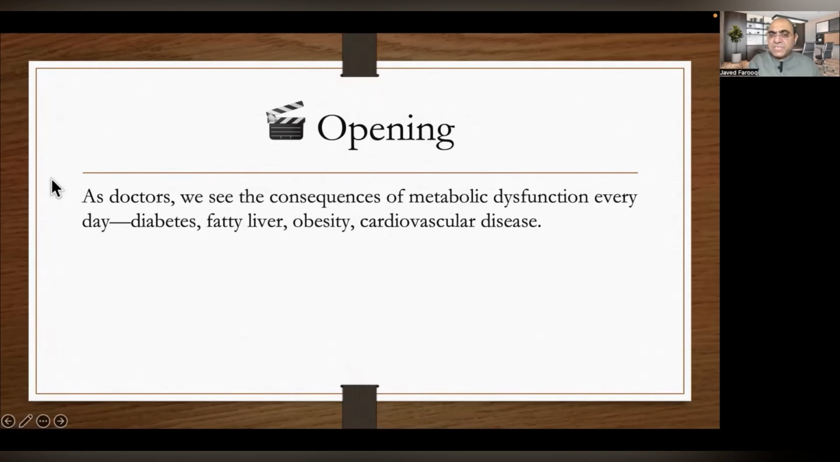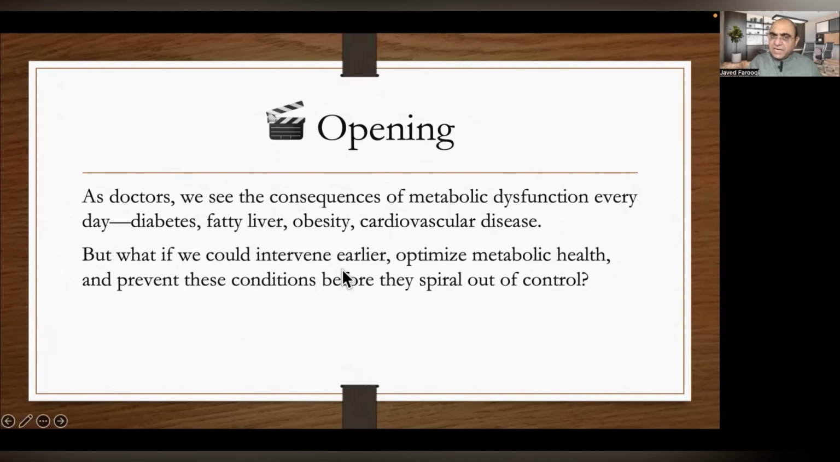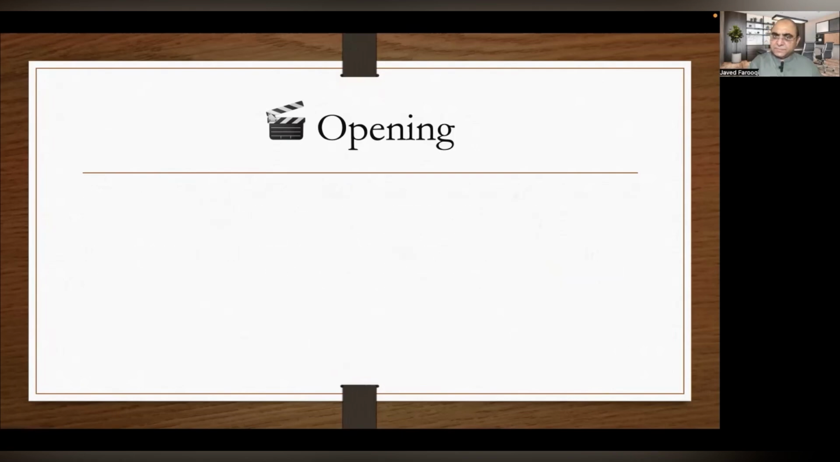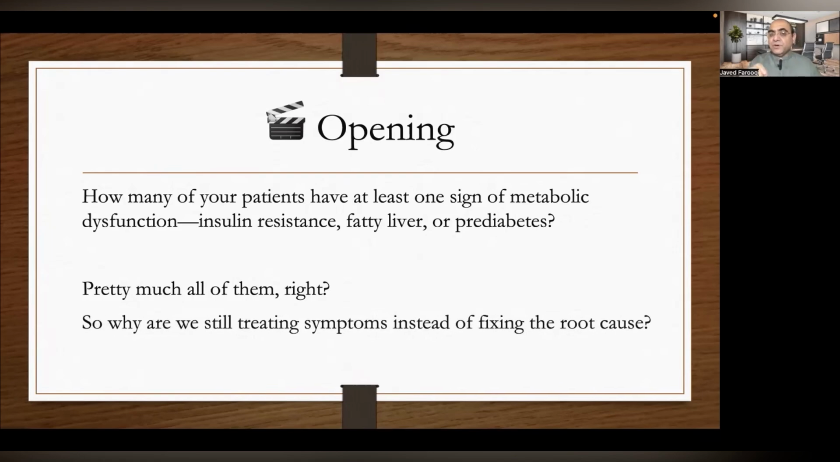As doctors, we see the consequences of metabolic dysfunction every day: diabetes, fatty liver, obesity, cardiovascular disease. But what if we could intervene earlier, optimize metabolic health, and prevent these conditions before they spiral out of control? How many of your patients have at least one sign of metabolic dysfunction? That's insulin resistance, fatty liver, or prediabetes. Pretty much all of them, right? So, why are we still treating symptoms instead of fixing the root cause?